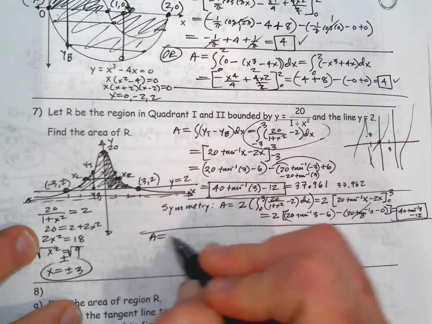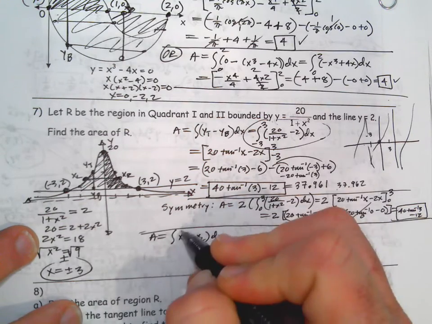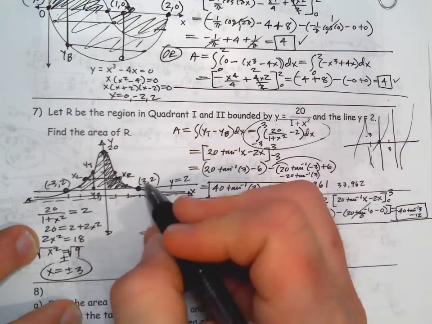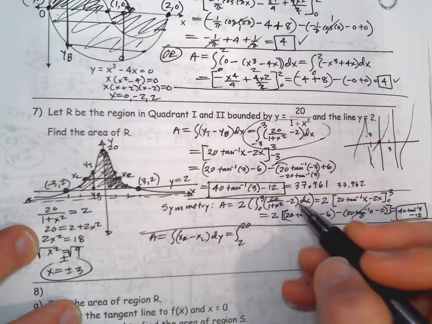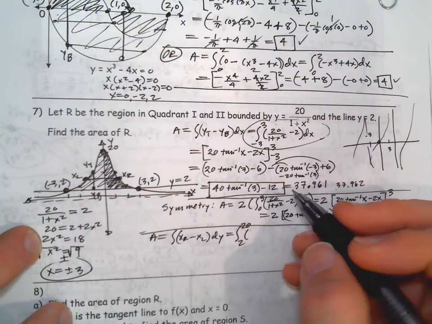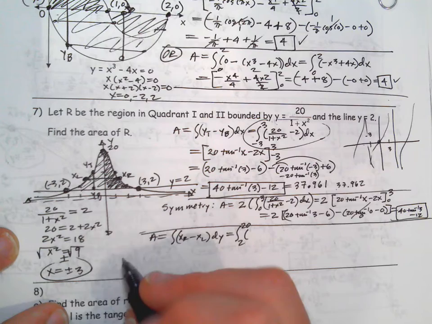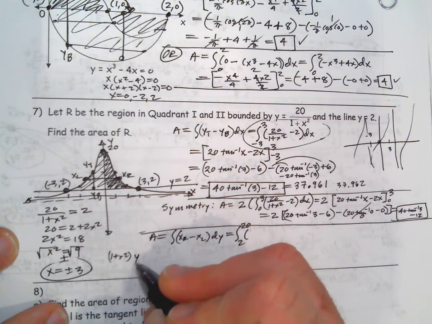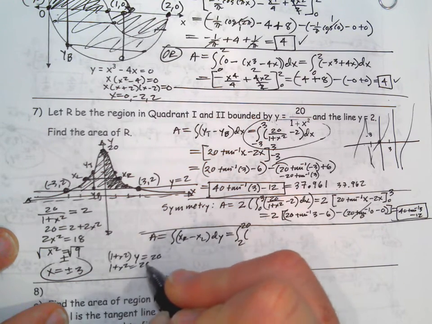Horizontal slicing is going to be x right minus x left dy. The limits, this is a little funky, the lower y limit is 2, the upper y limit is 20. It's not even an intersection, but it's where you've got to stop. And then x right, you would have to solve this equation for x. So I've got to do a little work over here. That's going to be 1 plus x squared times y. So I cross multiply. 1 plus x squared equals 20 over y.